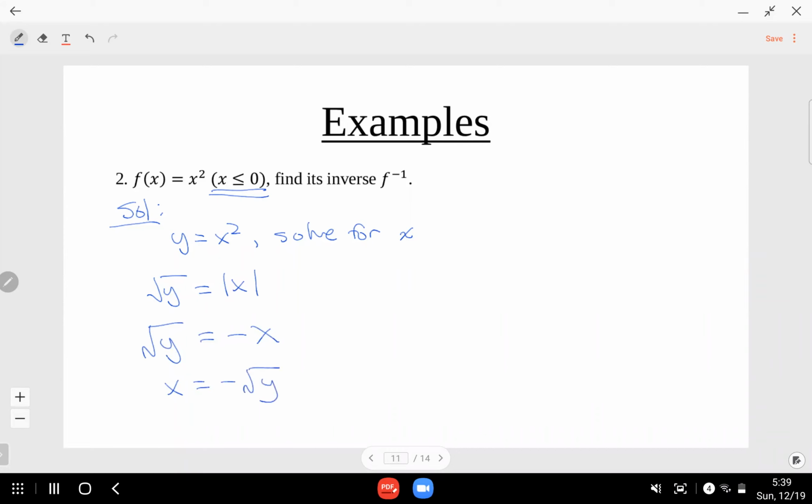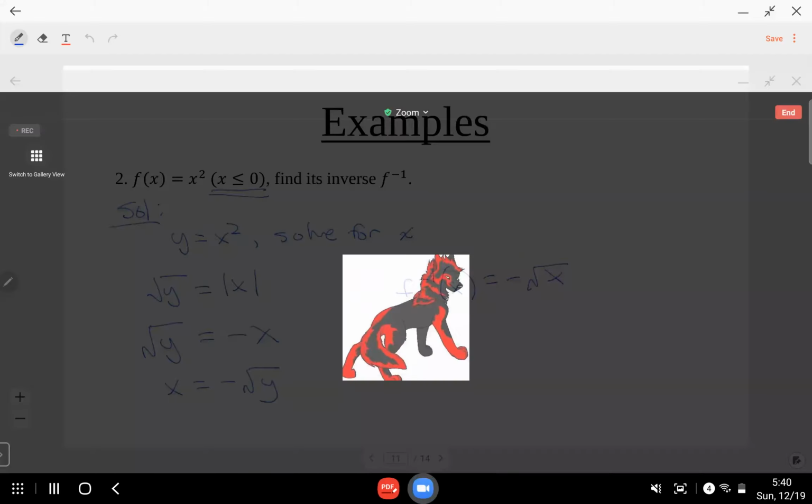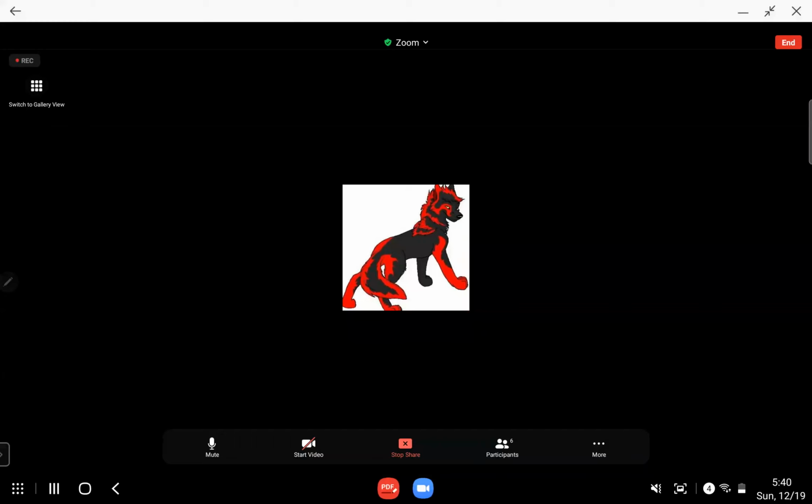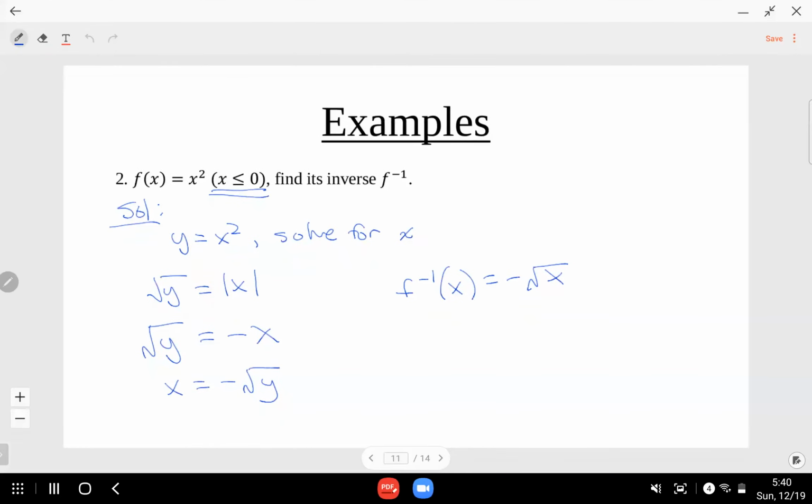So the f inverse of y is equal to negative square root of y. The inverse of x is equal to negative square root of x. All right, so that is our inverse function of f equal to x squared, where x is less than or equal to 0. So now let's continue.